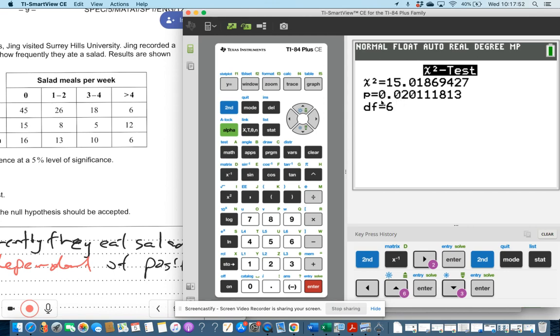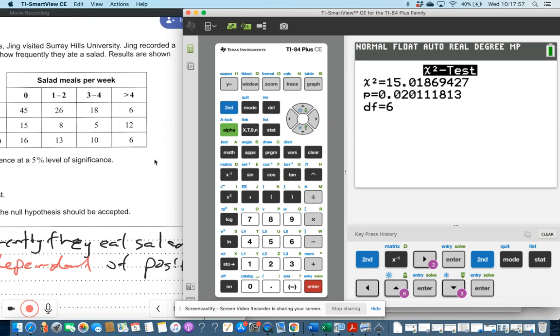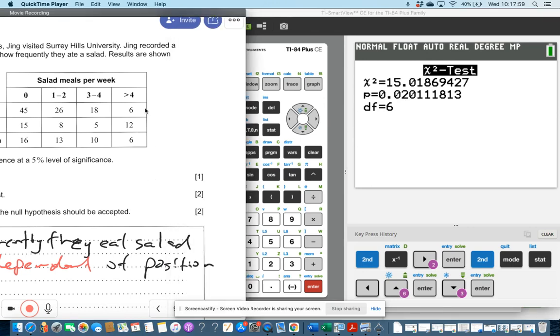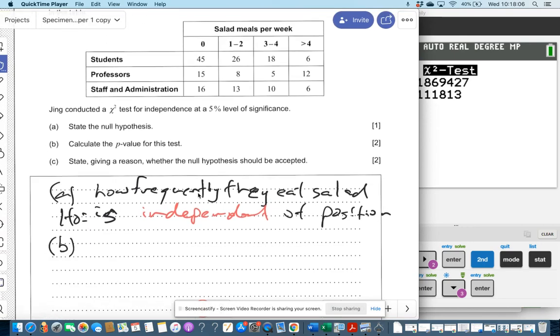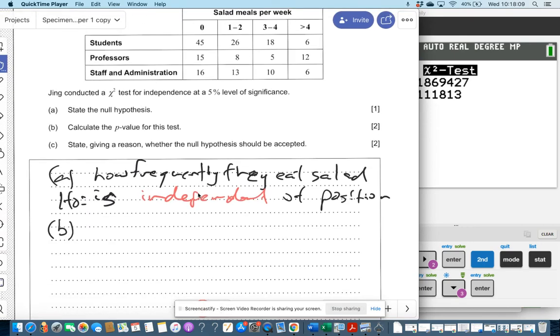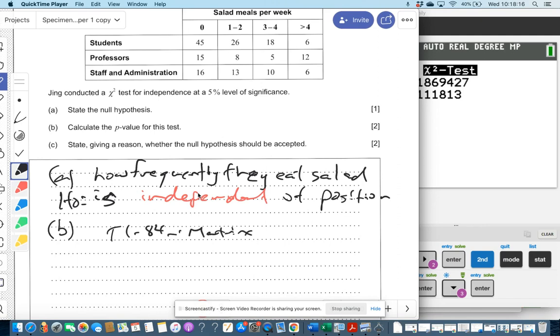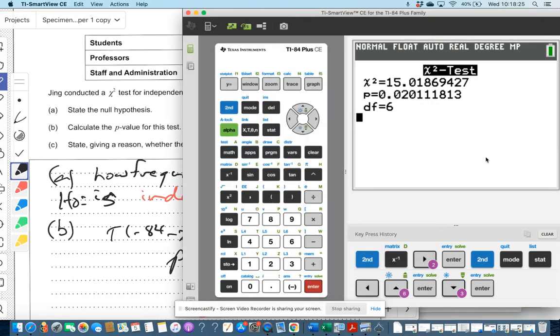So this is actually the value that they're asking for, the p-value for the test. And it says 2 points, so I don't know what we put for the input to get the second point. But again, you did the TI-84 and you put it in a matrix, and you did the chi-squared test. Okay, and that gave us a P of approximately 3 significant figures now.